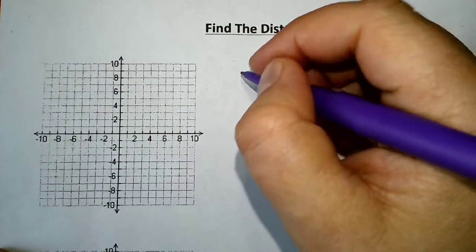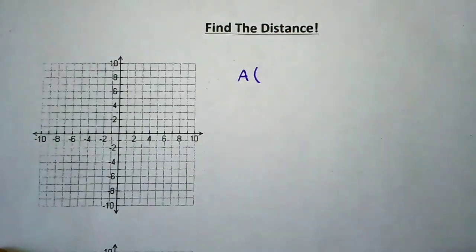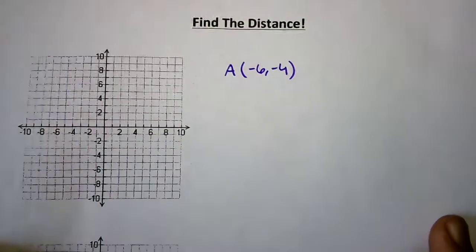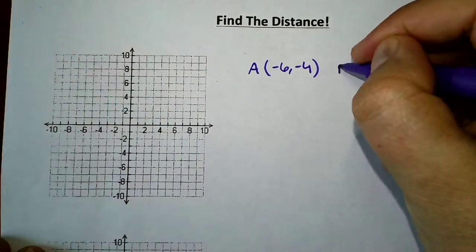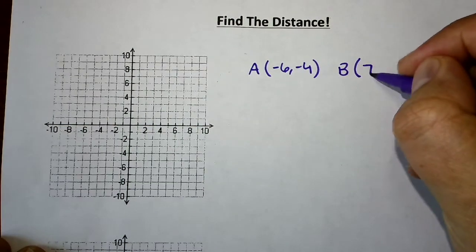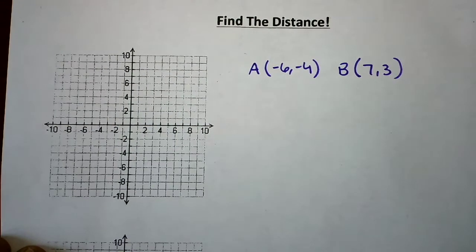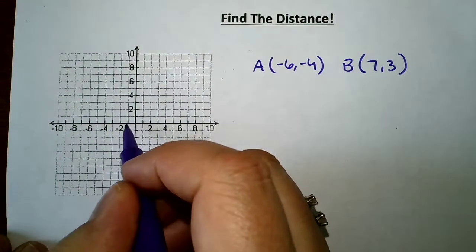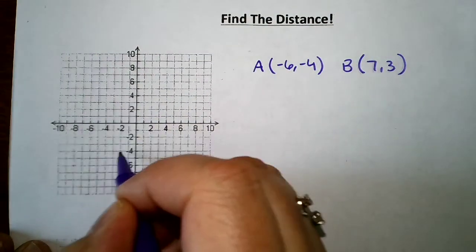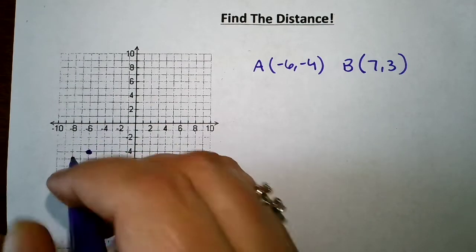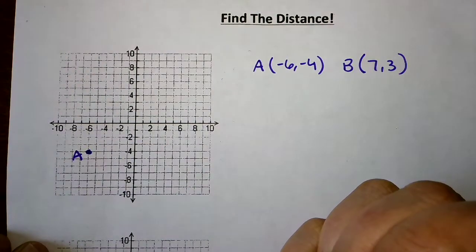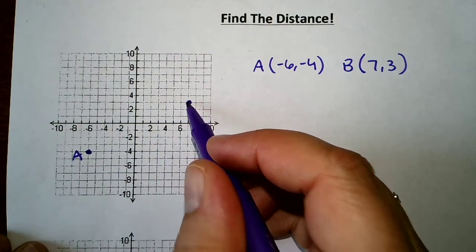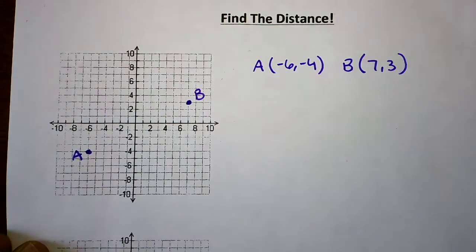So I'm going to start. I'm going to give you 2 points to plot. So point A is -6, -4. And then point B is 7, 3. So let's plot those on the graph and label them, and then we'll connect them. So -6, -4 is point A, and then 7, 3 is point B.